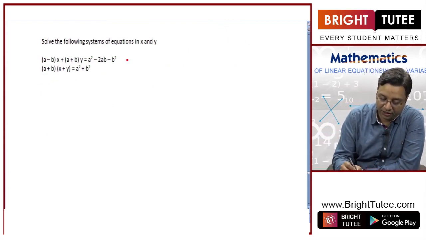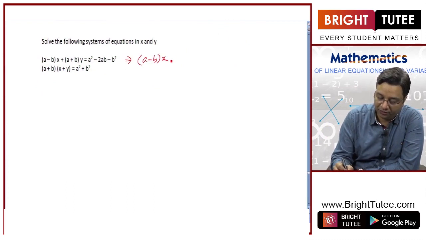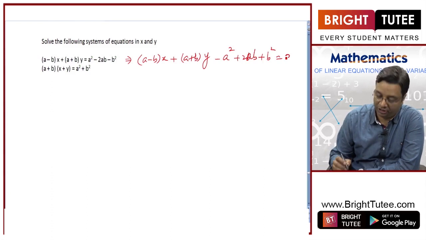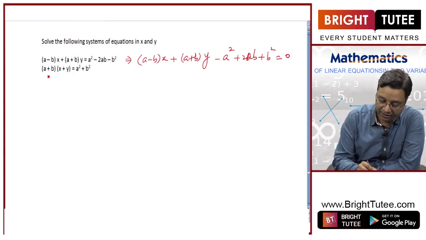So, this equation when written in standard form, a minus b is the coefficient of x, a plus b is the coefficient of y, and the constant term is minus a square plus 2ab plus b square, and it is equal to 0. And this has to be multiplied inside, right.